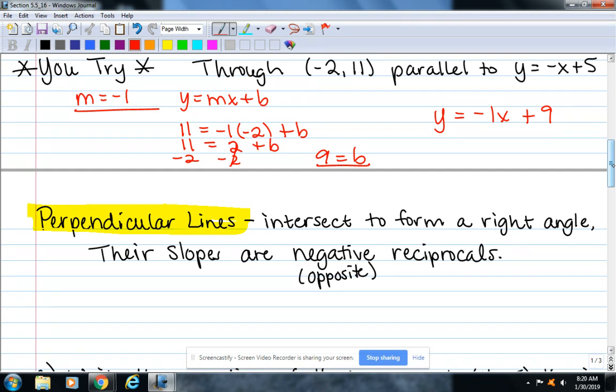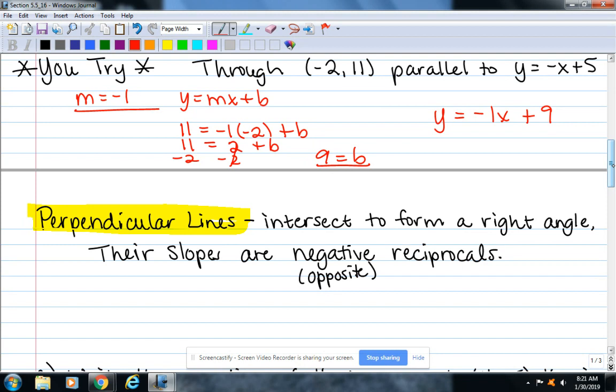Perpendicular lines are special intersecting lines because if the lines are perpendicular to each other, when they cross each other, they form a right angle. Okay? When they intersect, they make a right angle. So if somebody asks you what a perpendicular line is, don't just say they intersect because all pairs of lines will intersect if they're not parallel. Okay? So perpendicular lines intersect to form right angles.